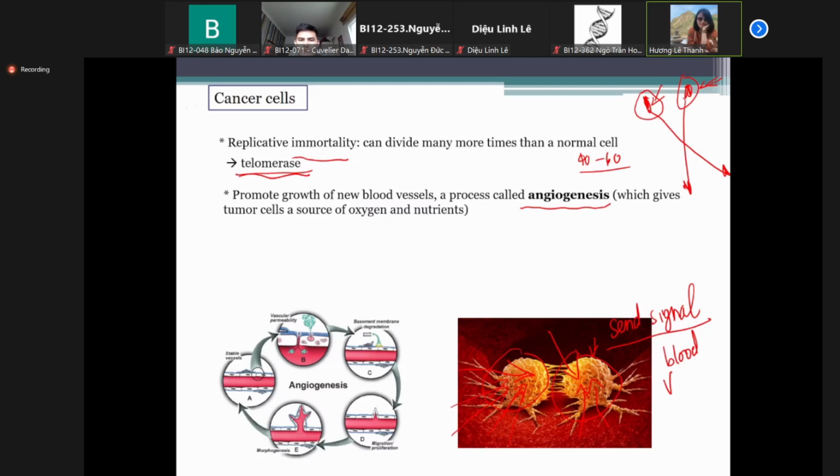And next, they have the ability to migrate to other parts of the body through metastasis, quá trình di căn.